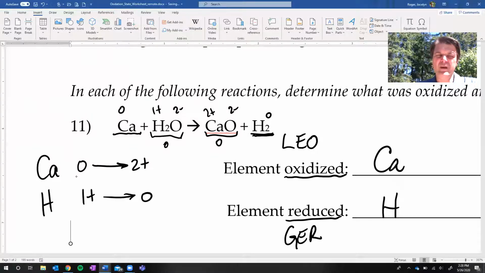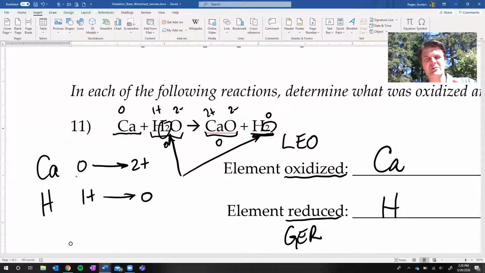Now you might be thinking, wait a second, this calcium here is losing 2 electrons, but the hydrogen is only gaining 1. What's happening to the other electron? Well, look at the equation here, and you'll see there are 2 hydrogens, right? So each one of those hydrogens is going from a 1 plus to a 0. So each hydrogen is gaining 1 electron. Calcium is losing 2, one hydrogen picks 1 up, and the other hydrogen picks the other 1 up.